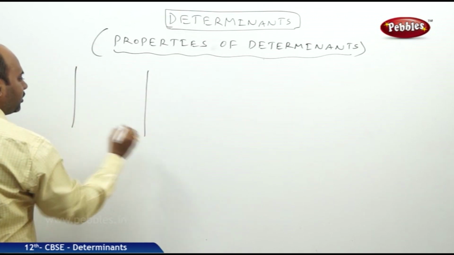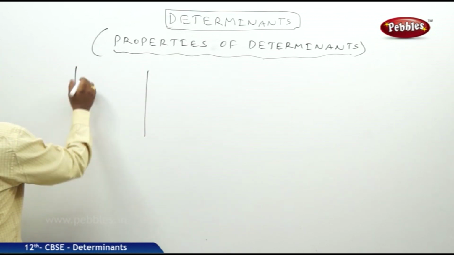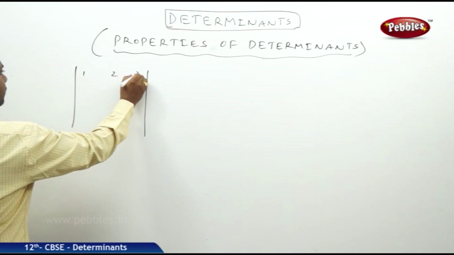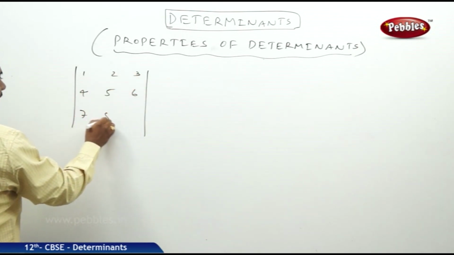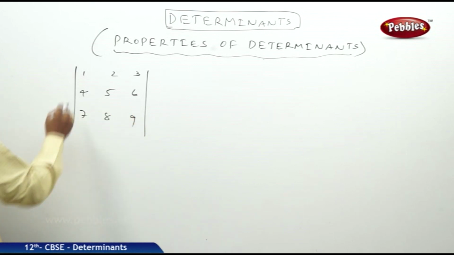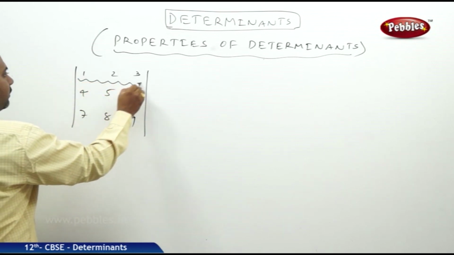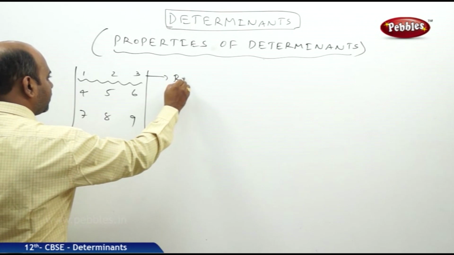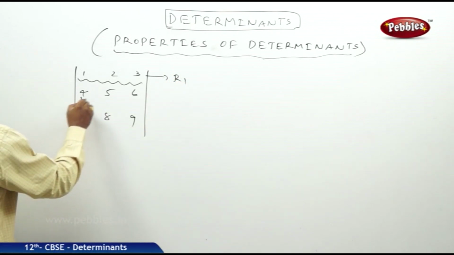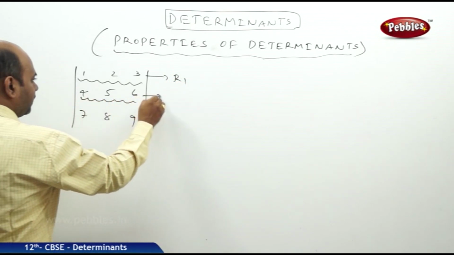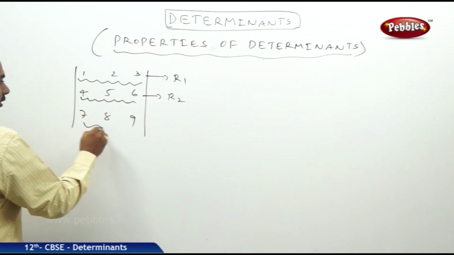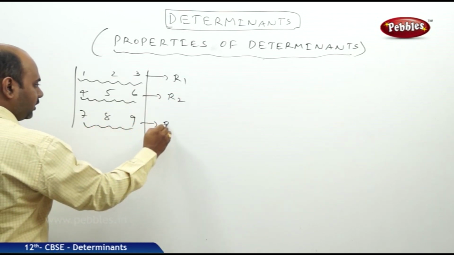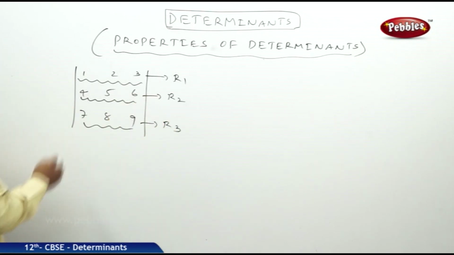Determinant means here I will be considering only 3 by 3 determinant. Suppose the determinant is like this: 1, 2, 3, 4, 5, 6, 7, 8, 9. This one we call the first row. The first row is denoted by R1. This one we call the second row, denoted by R2. And this one we call the third row, denoted by R3.